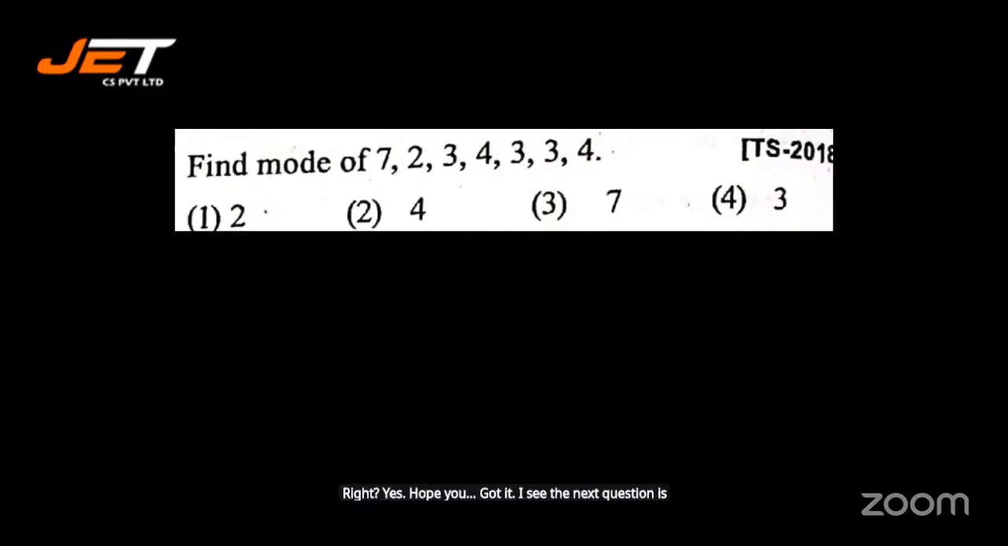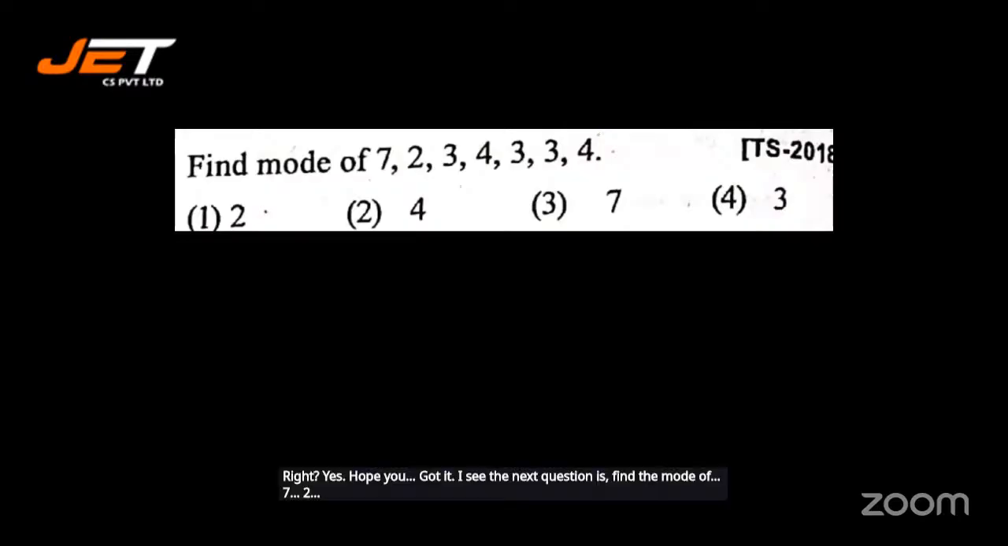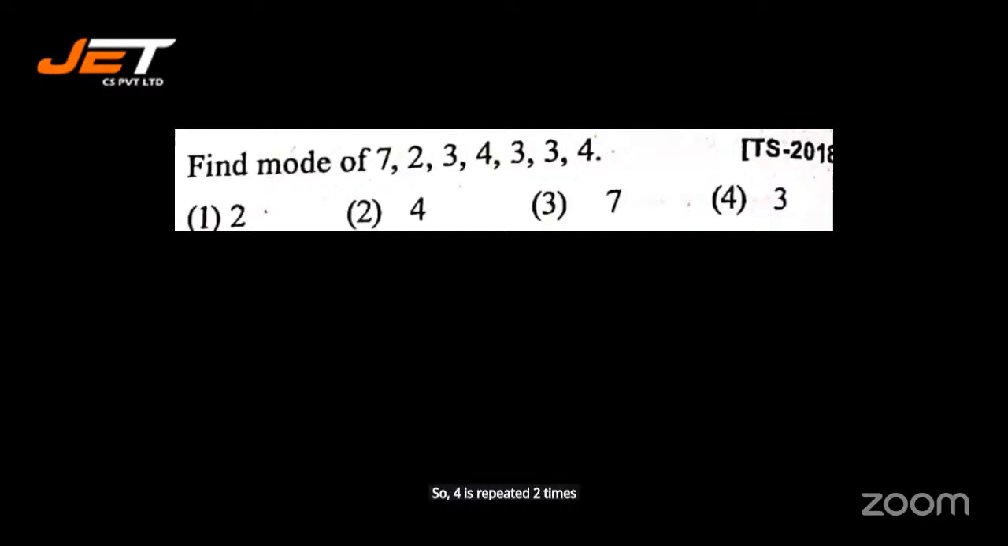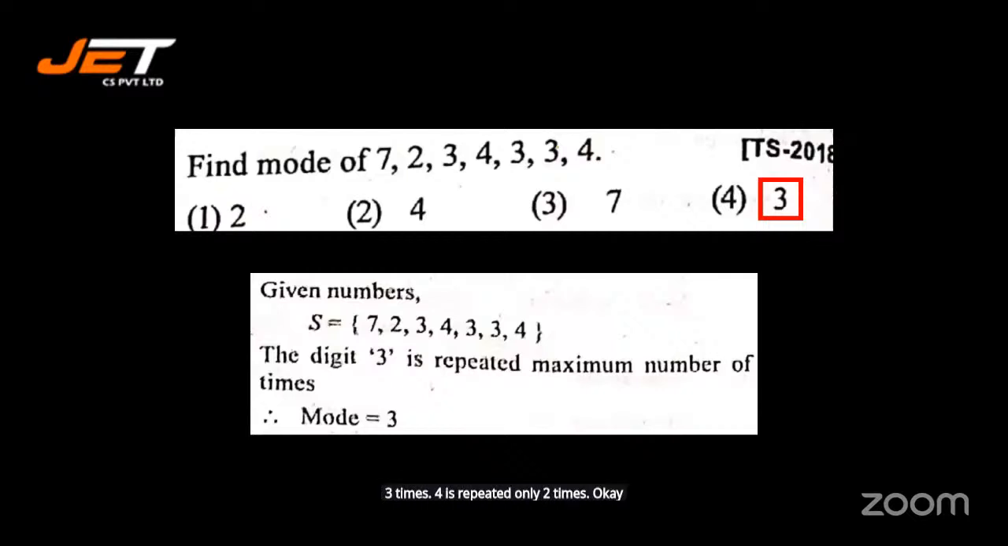So find the mode of 7, 2, 3, 4, 3, 3, 4. So 4 is repeated 2 times, 3 is repeated 3 times. Isn't it? So what is mode? This question has been asked in the year 2018. Now what is mode? The maximum number of times that a number is getting repeated would be the mode. Okay. So it is 3 because 3 is repeated 3 times. 4 is repeated only 2 times. Okay, right. Now see the next question.